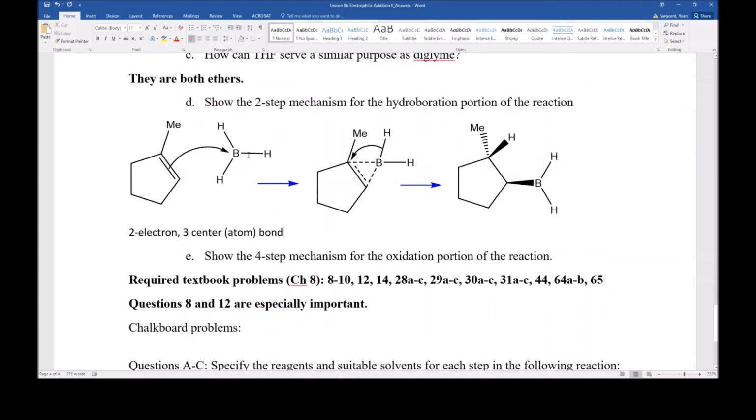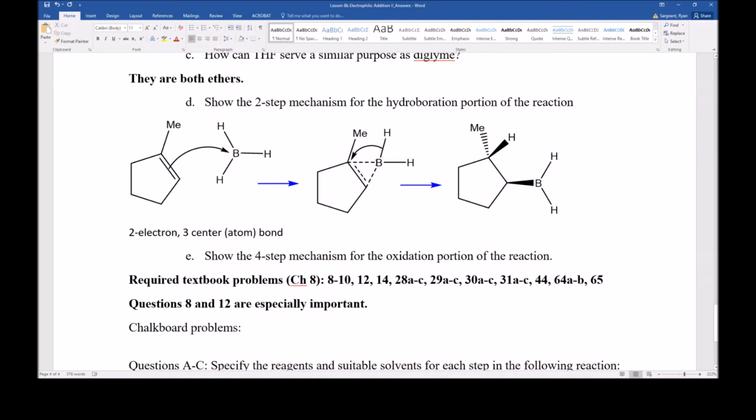Normally we think about a bond as 2 electrons that are shared between 2 atoms. There's a boron and a hydrogen, and they have 2 electrons. Standard 2-electron, 2-center, or 2-atom bond. When this pi bond reaches out, it doesn't actually leave the pi bond. It just kind of leans into the boron. And now these dashed lines represent the path of those 2 electrons being shared across both carbons and the boron.